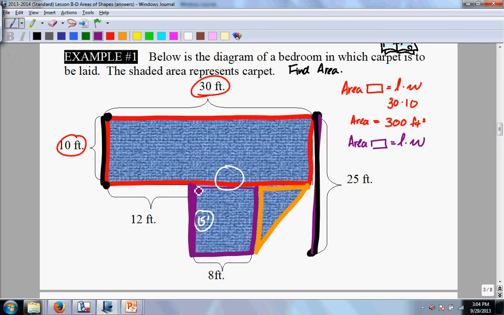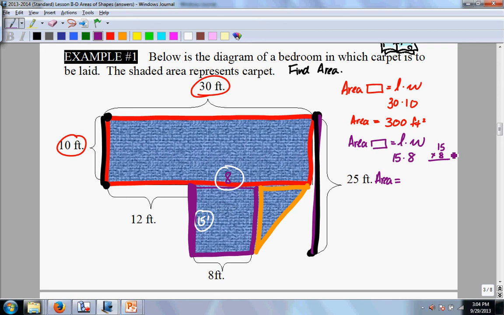So area of the rectangle, our length is 15. Our width, we still don't know, but we have it right here. It's going to be 8. So we have 8. So we do 15 times 8. Do that in the margin.